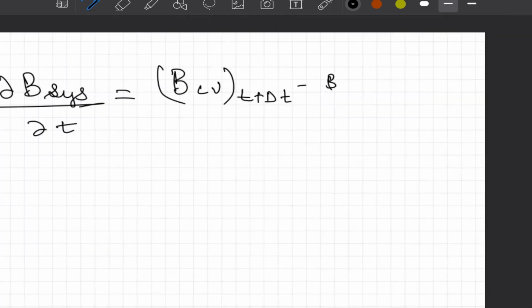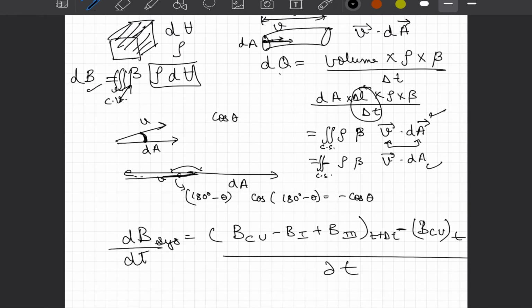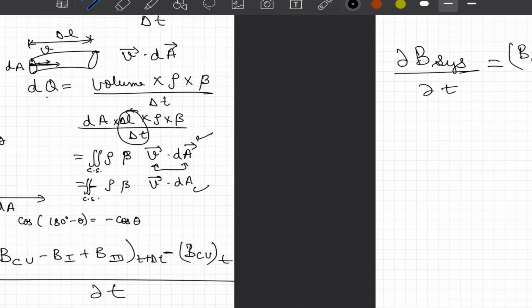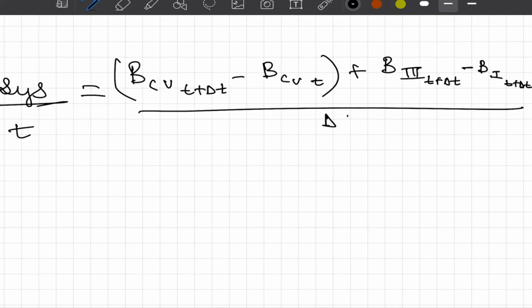We can write this expression as del B sys upon del t equal to BCV at t plus delta t minus BCV at time t, plus we will also collect these other two terms which include B3 at t plus delta t minus B1 at t plus delta t, and this whole is divided by del t.